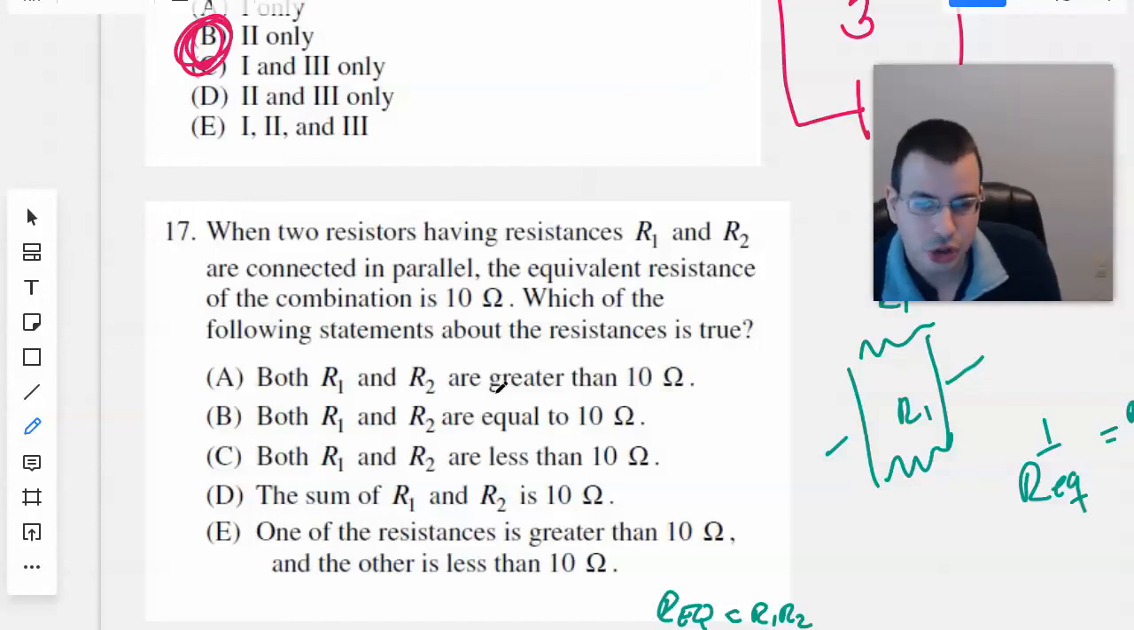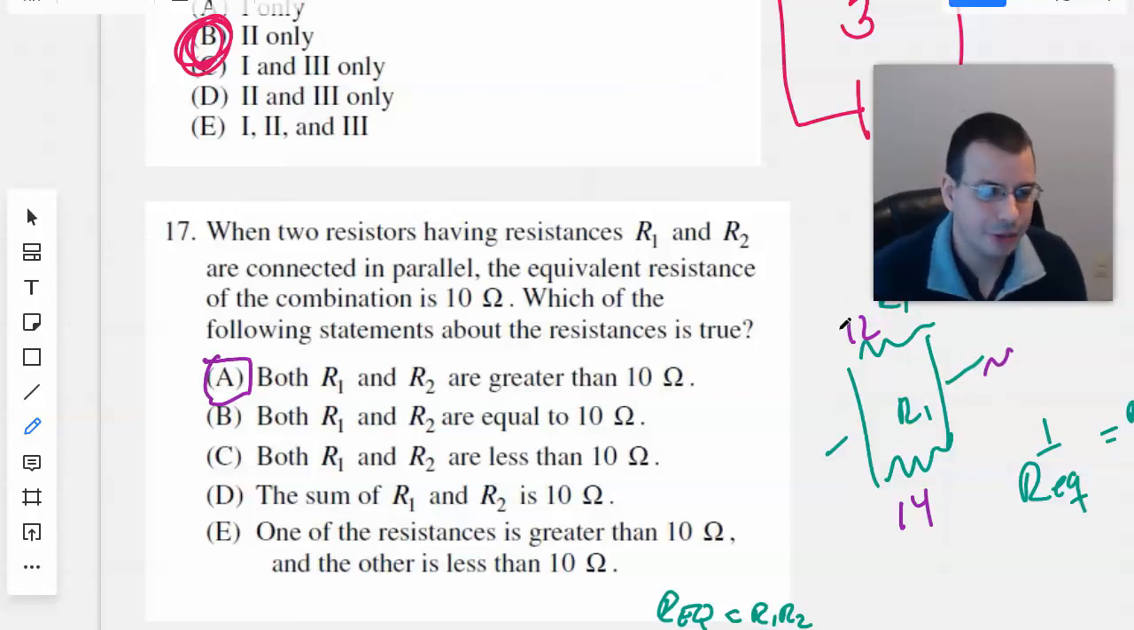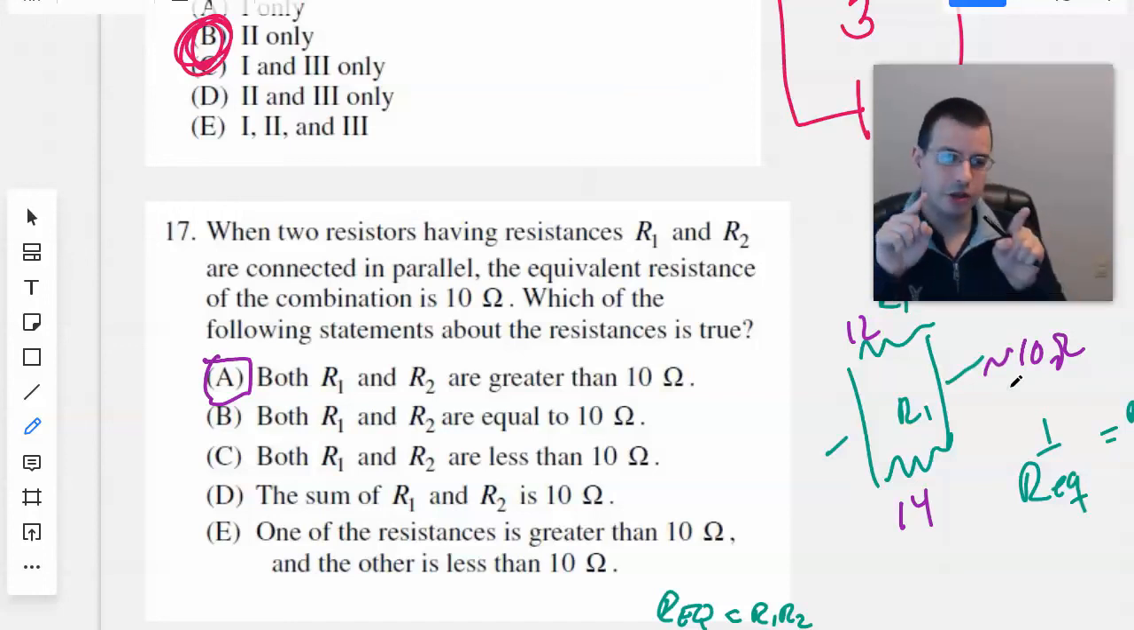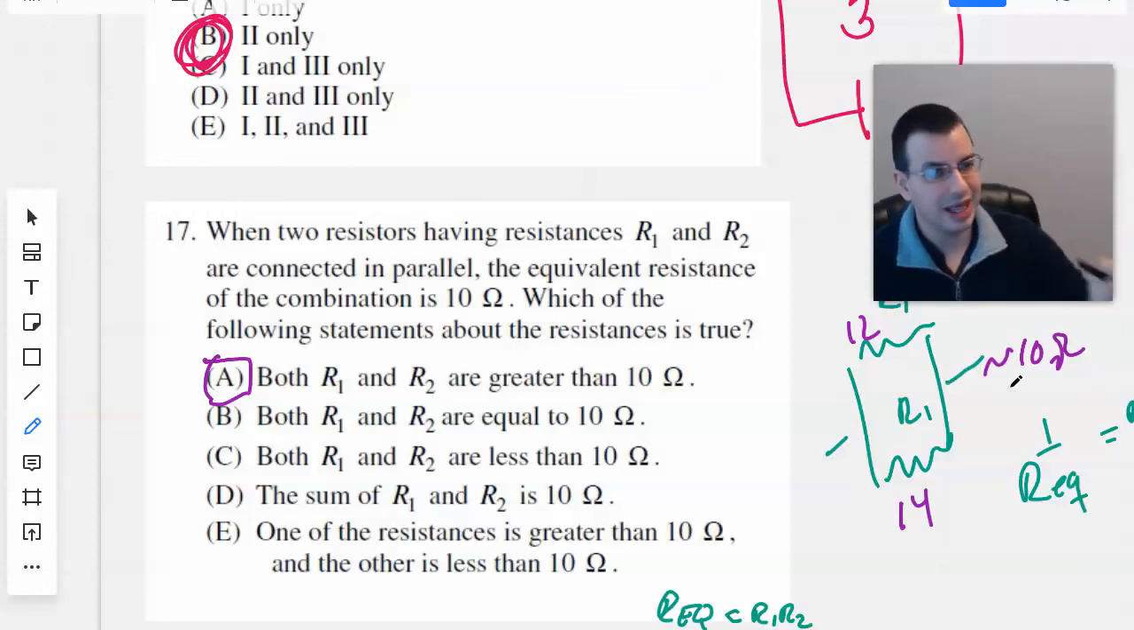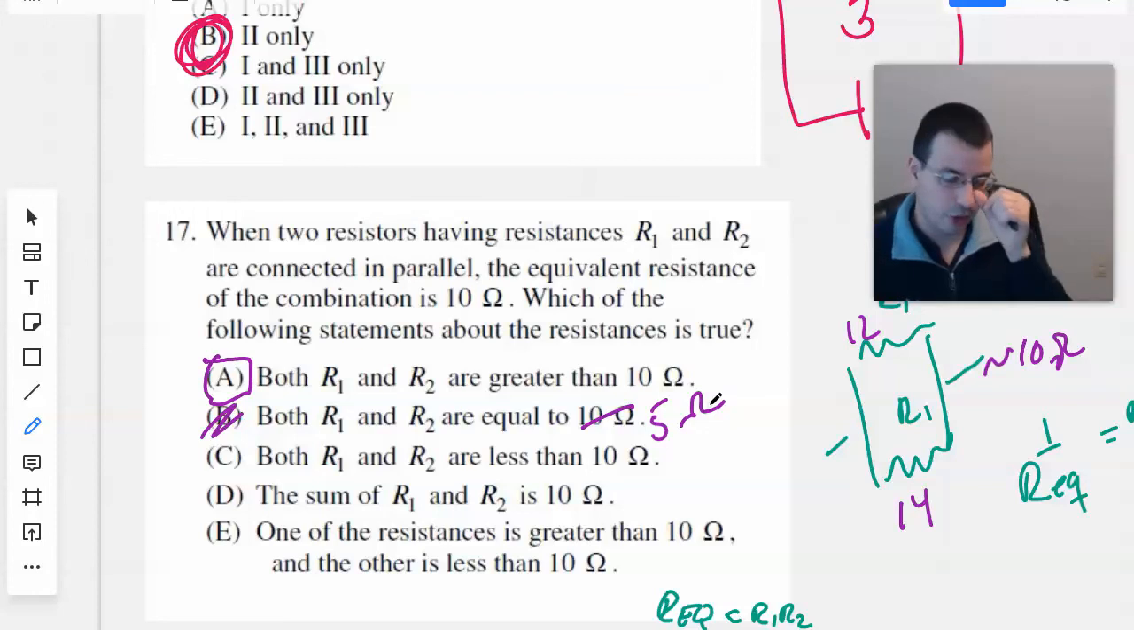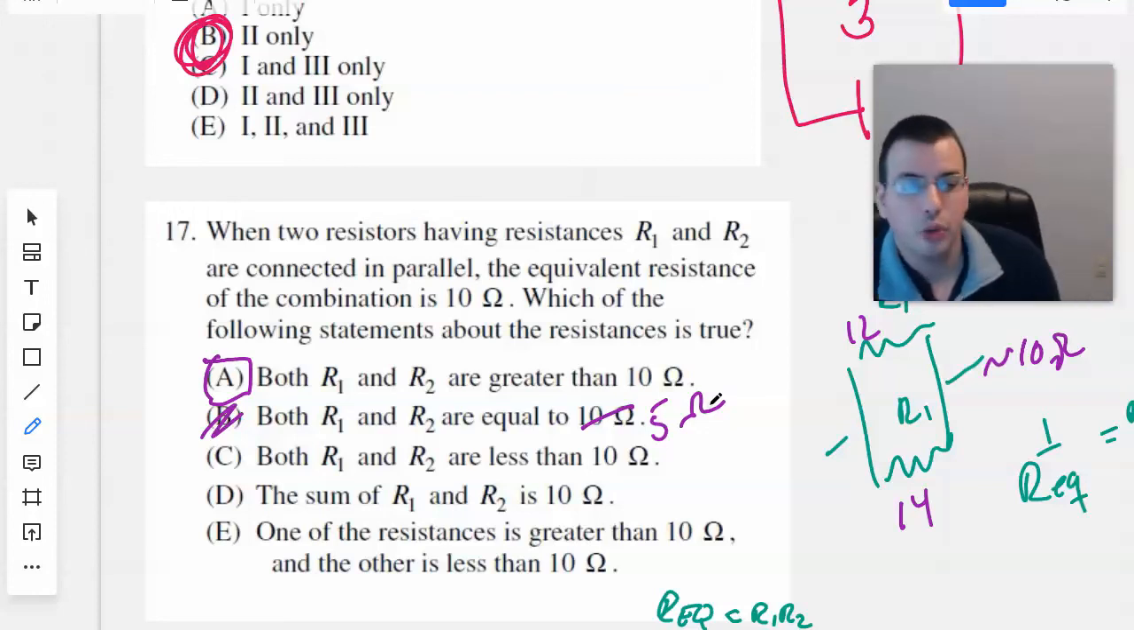Both R1 and R2 are greater than 10? No. Maybe. Yes. If we have a 12 ohm here and a 14 ohm here, I just picked random numbers, when they combine they won't be equivalent to a 10 ohm resistor, because the equivalent resistance of 2 resistors in parallel will be less than either of those alone. If you have two resistors that are the same, their equivalent resistance when placed in parallel would be half of either of them.